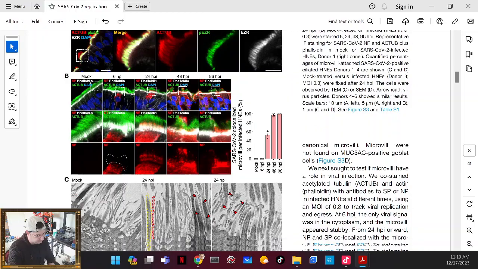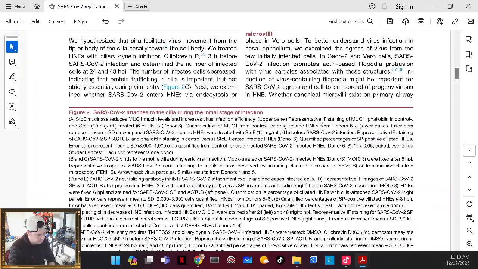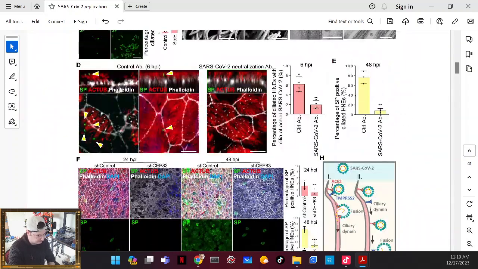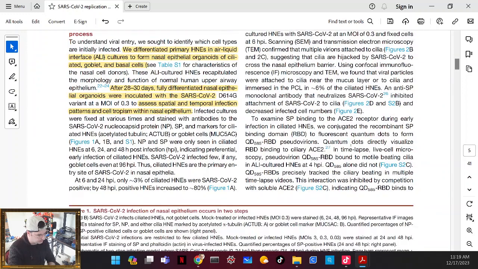Ooh, those are going to be good. This is going to be a real nice figure down there, but I scrolled way too far. This is a dense paper, I love it. It's so nice. Here we go. Okay, so they tested at different time points. Same with antibodies to the nucleocapsid protein and spike protein.